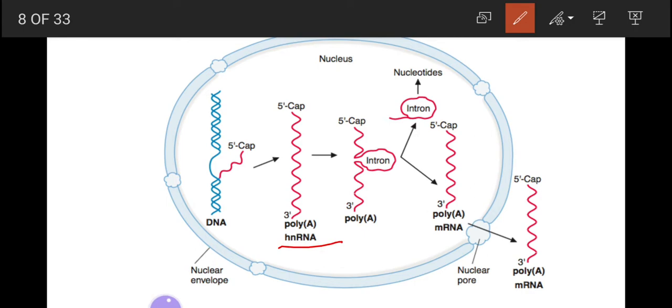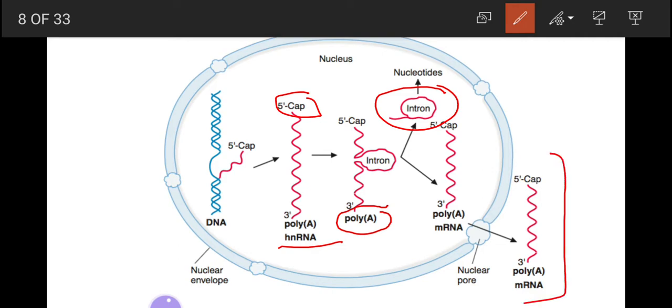And what are the modifications which occur? This is the addition of the 5' cap, addition of the poly-A tail, and removal of the introns. These modifications can be co- and post-transcriptional modifications in the nucleus, and then there is the formation of mature mRNA, which is ready to be translated into proteins.